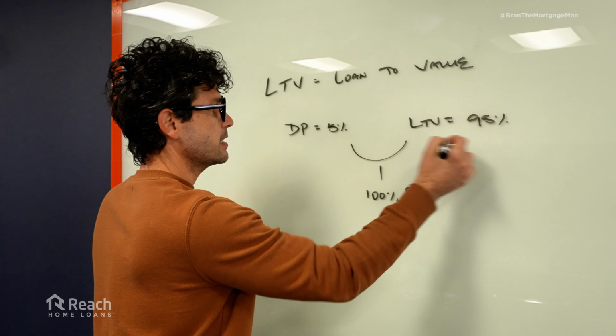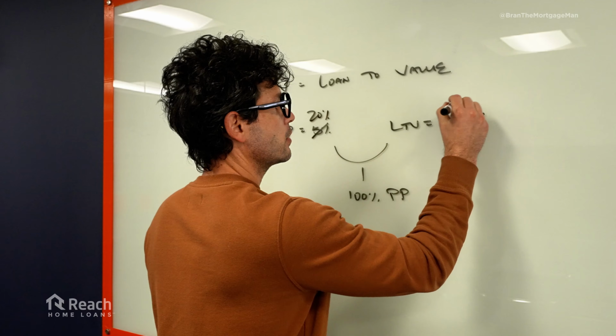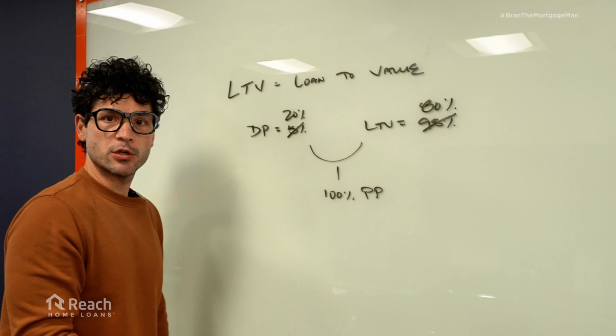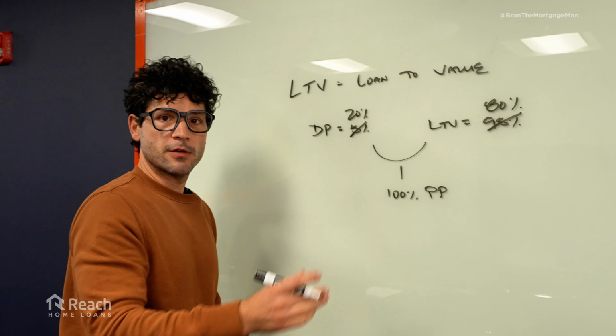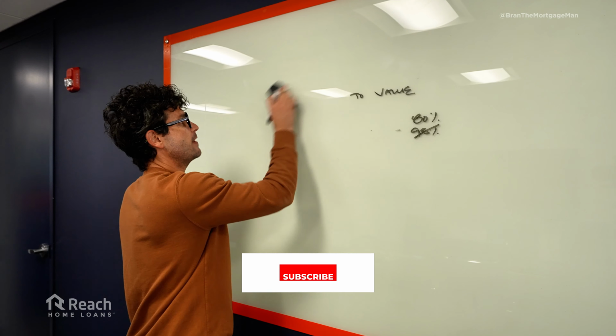So in this case, it's 95%. If you were putting down 20%, your loan to value would become 80%. 20% plus 80% equals 100%. That's what loan to value means. All right, so we have DTI, we have loan to value.